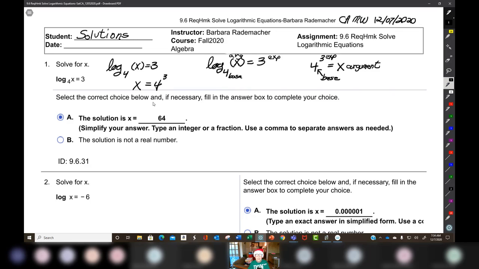You have to do that here because notice that x is all trapped inside the argument of the logarithm. How is it going to get out? Only an exponential function will liberate that x and put it over here so we can get x equals. That's the reason for this. So what we're going to solve here is x equals 4 to the third power, which is 4 times 4 times 4, which is 64. And notice I left the answers here.